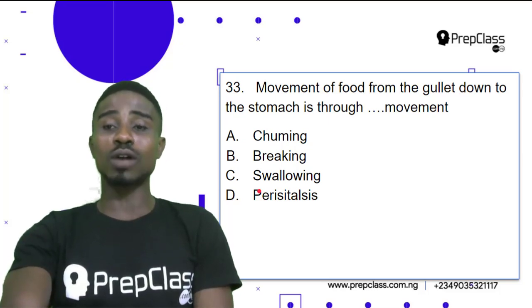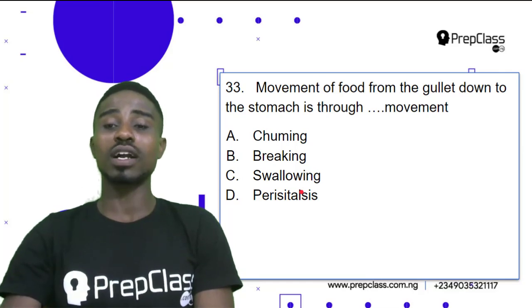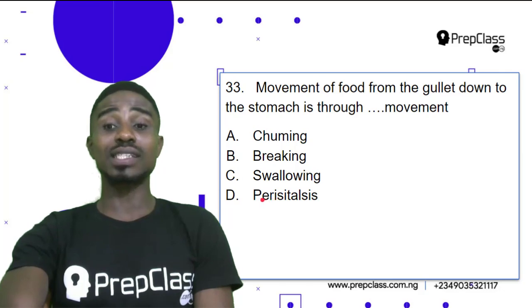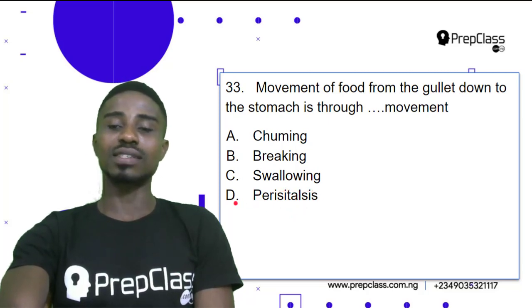Their food comes out back from their stomach to their mouth. And that is what we call regurgitation. Such a process in which food moves back from the stomach to the mouth is called anti-peristalsis. So the movement of food from the gullet to the stomach is called peristalsis.